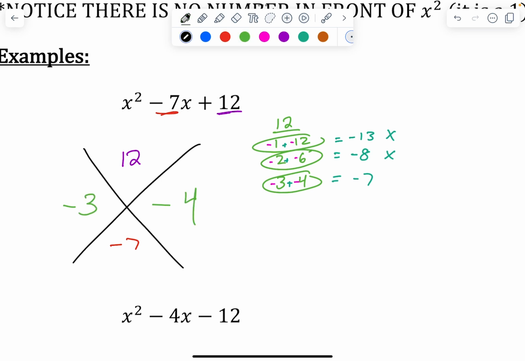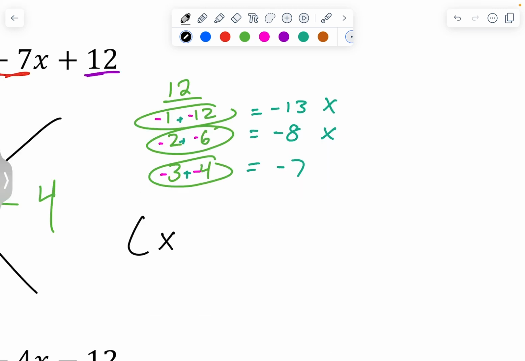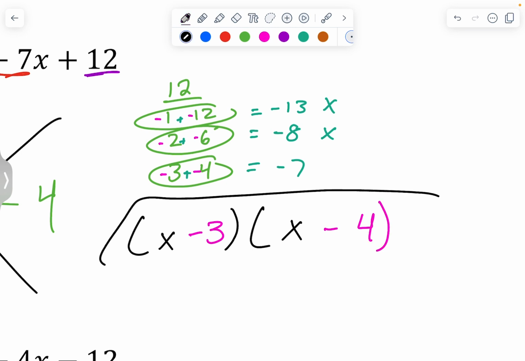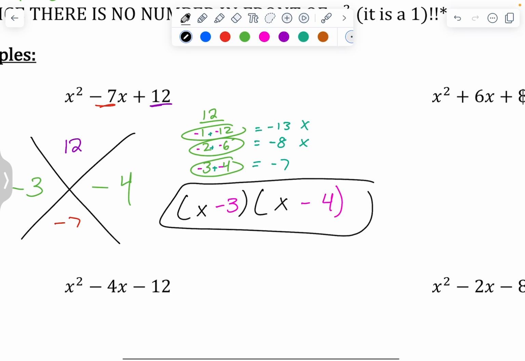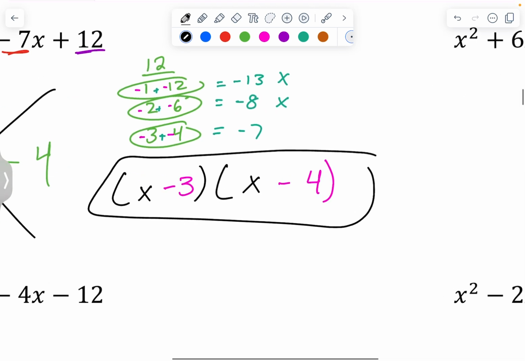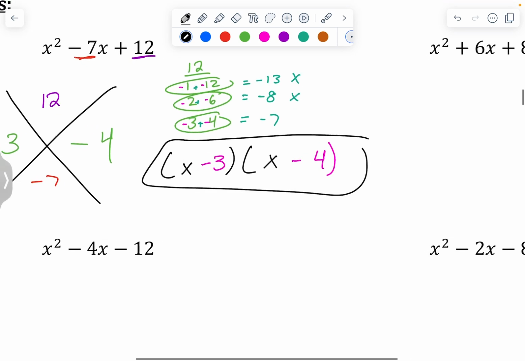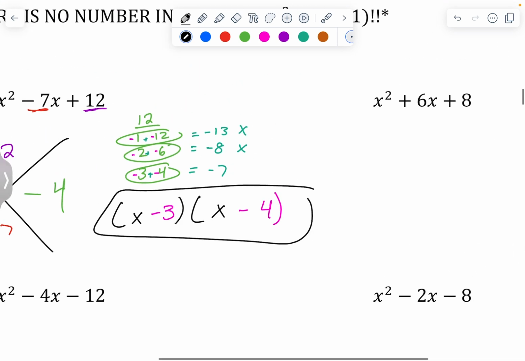Now that last piece is I just want to write my 2 factors. So it's going to be x minus 3, and then it's going to be x minus 4. Those are my 2 factors. And if I'm not feeling super confident in this, I can always go ahead and either FOIL or use the box method to make sure that this does indeed match. So let's take a look at that quick.